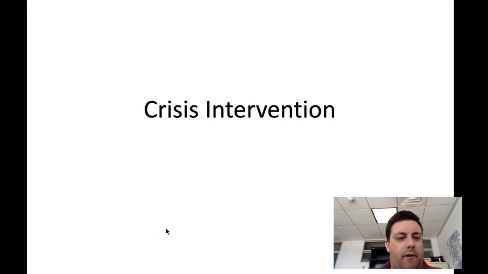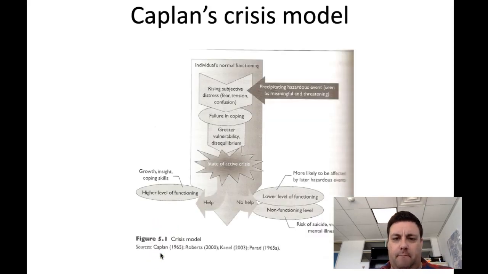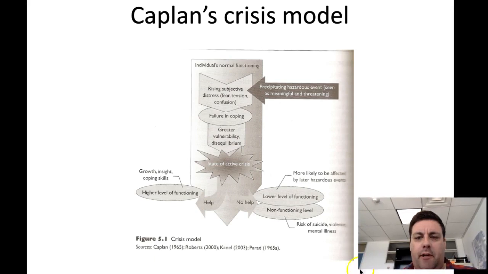Hi everyone, we're going to spend a few minutes talking about crisis theory today, which is sometimes also called crisis intervention. We'll get to the historical context in a second, but let's just spend a minute talking about what this theory does. So down here in this bottom section, this is the heart of crisis theory.